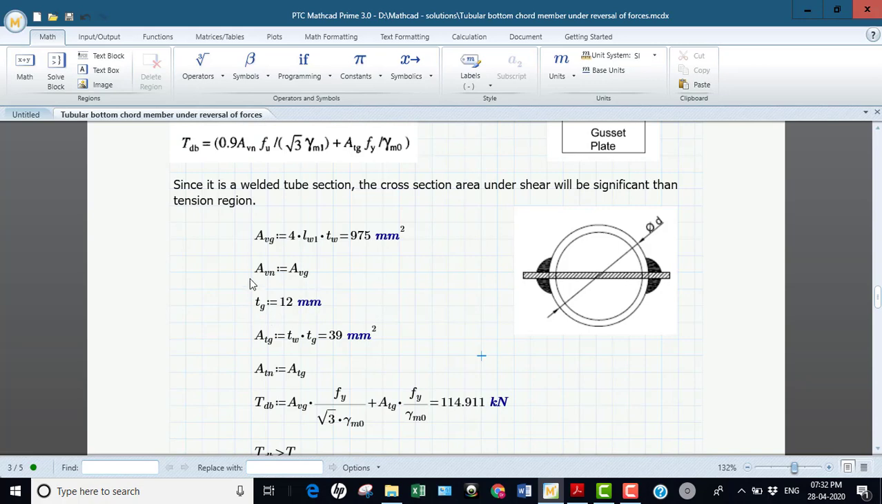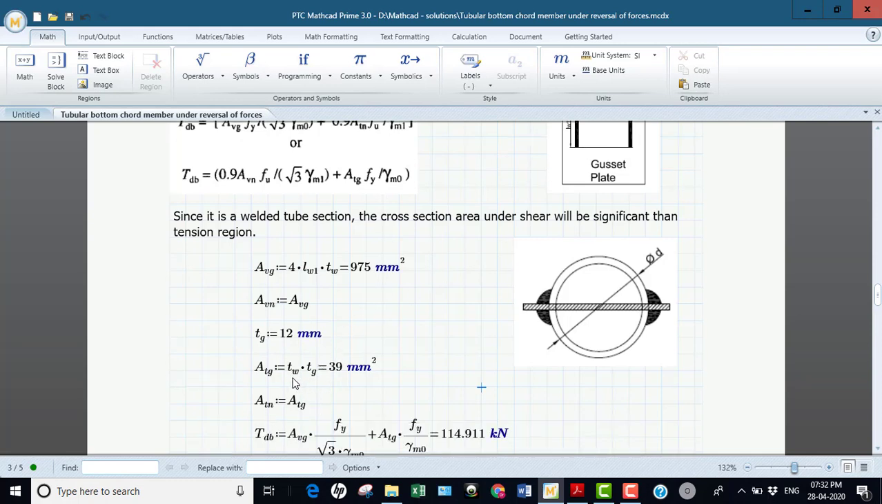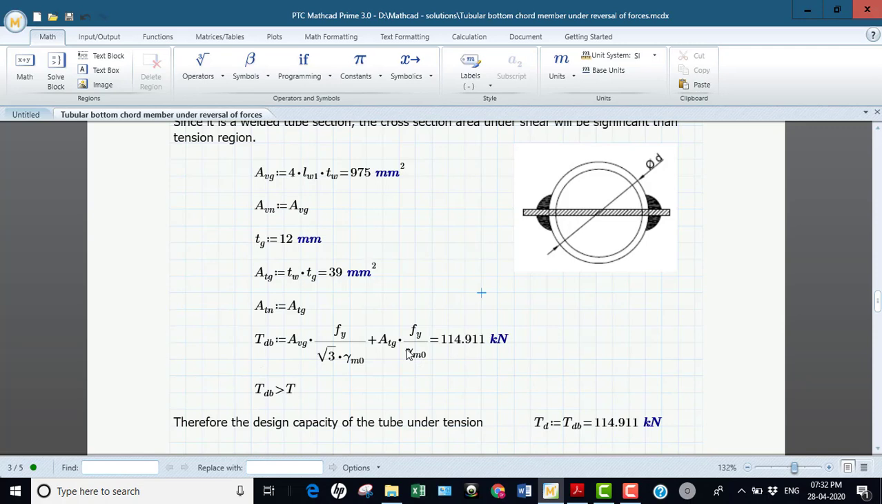In this problem, I consider the gusset plate thickness as 12. Here the tension means the weld has to be returned like this. So the pipe at this end has to be returned to a minimum amount. Please check your section 10 about the return of weld. The area of weld under tension is the throat thickness into the thickness of the gusset plate, so you will get the tension area. Again, since it's a welded connection, net area is equal to gross area.